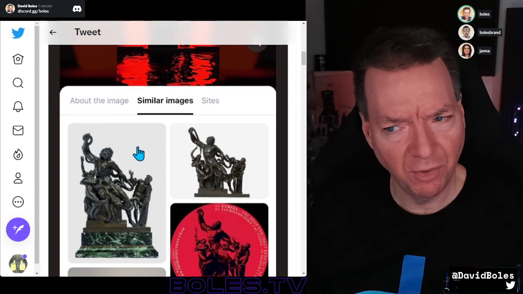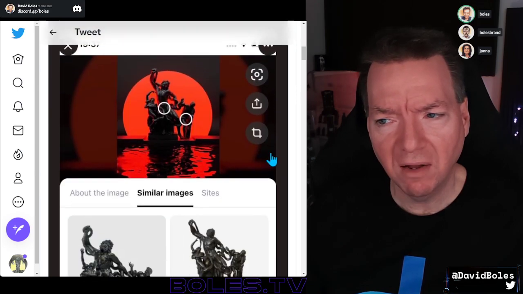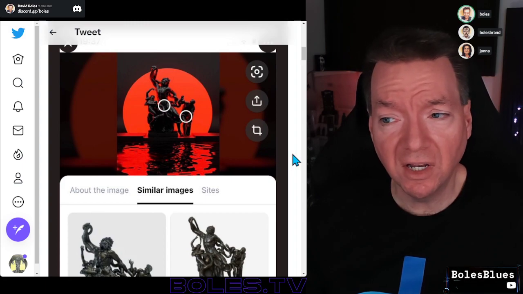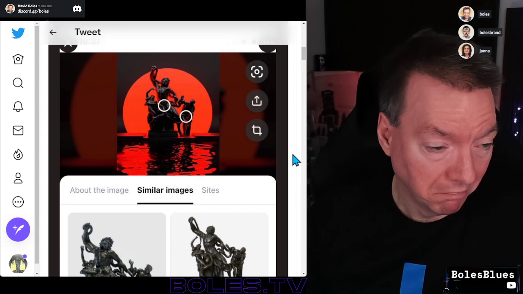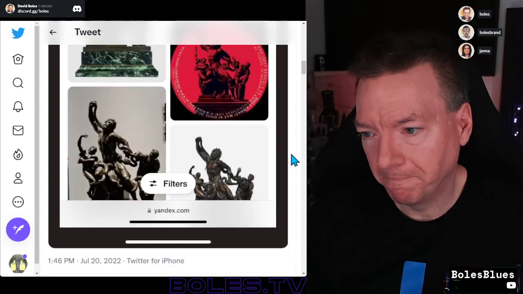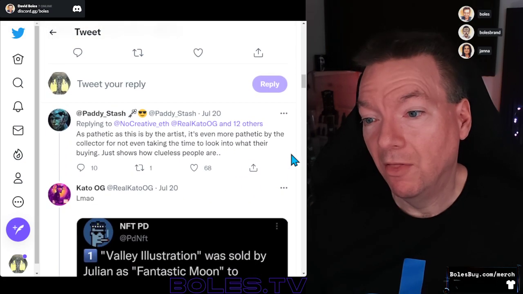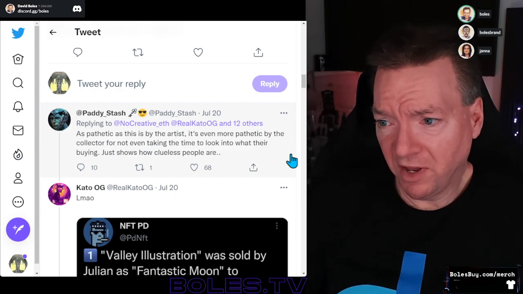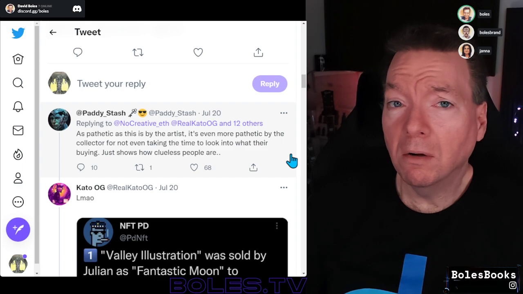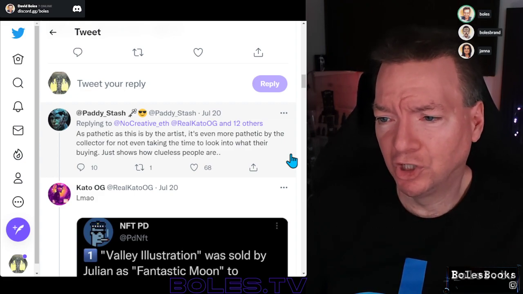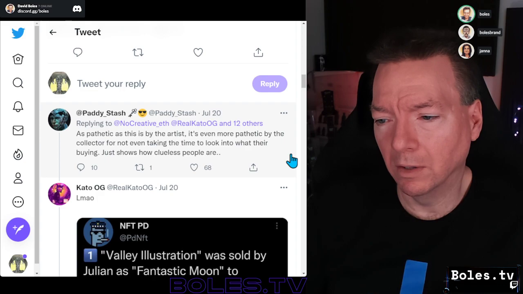Shrugging, similar images. Why is this unique? Why is he selling it for 1.5F? Now, to me, just looking at this, I think it's fine, really. Then here we go. As pathetic as this is by the artist, it's even more pathetic by the collector, the person buying, for not even taking the time to look into what they are buying. We don't know that. It just shows how clueless people are.